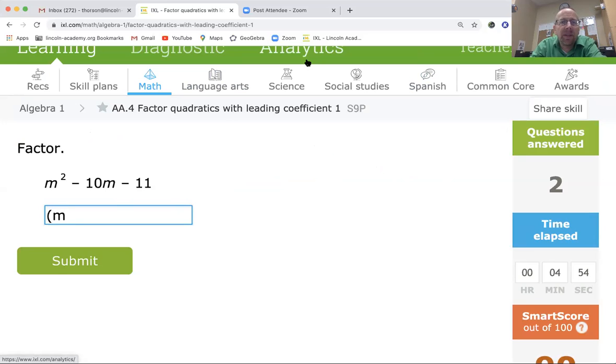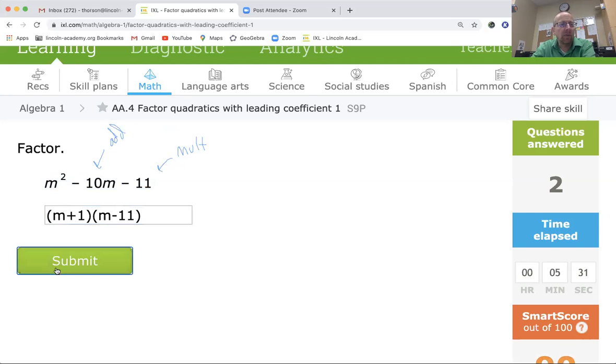So what would be the two numbers that, again, we want to multiply to give you negative 11, but add to give you negative 10. 1 and negative 1. Yeah, very good. Excellent. 1 and negative 11. So again, we can do the plus 1 first if we want, or we could do the minus 11 first. It doesn't really matter which one we do.